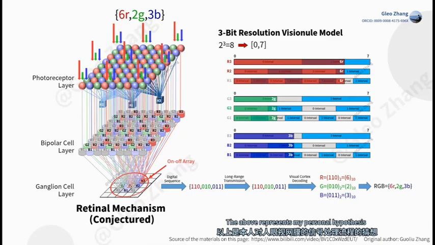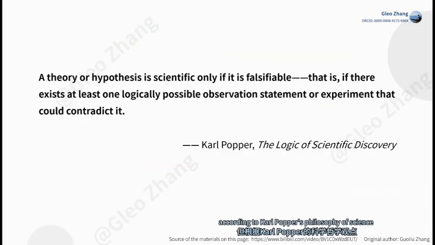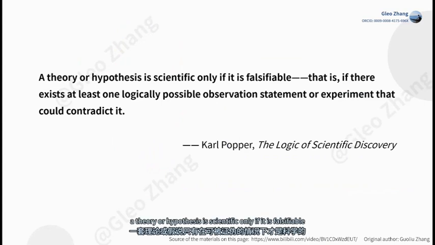The above represents my personal hypothesis regarding the signal processing workflow of the human retina. Although I personally have moderate confidence in the correctness of the above hypothesis, according to Karl Popper's philosophy of science, a theory or hypothesis is scientific only if it is falsifiable. Therefore, to make my theory more compliant with scientific standards, I will now propose 2 testable predictions based on my theory for experimental verification.